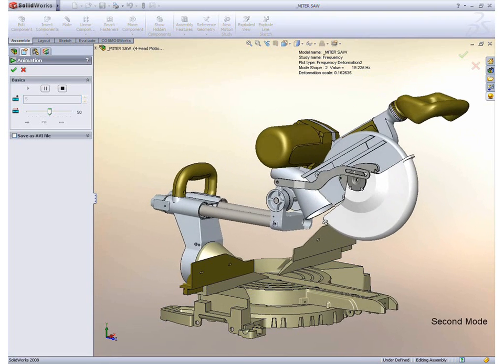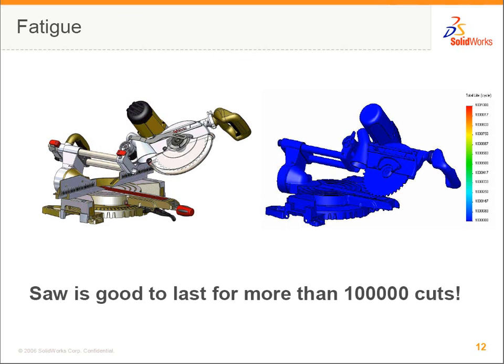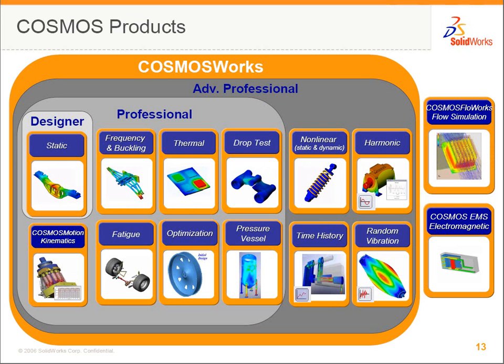We also can conduct fatigue studies on the saw. We wish to validate that our saw can withstand rigorous cycles of use. Here we're able to simulate the saw conducting 100,000 cuts. Our design passes without issue, suggesting that normal wear and abuse will be the primary factors that will affect saw life. So in summary, Cosmos provided extremely valuable insight into our saw design.